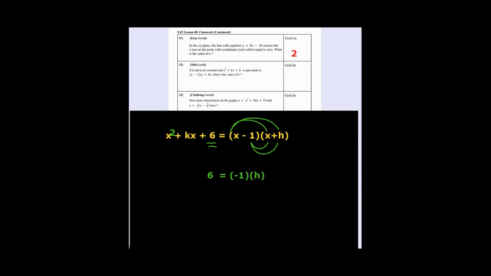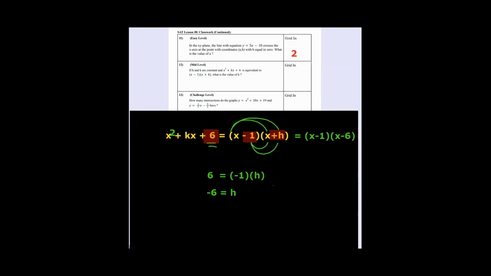So we can solve for h that way. Here, I'm just highlighting it. 6 is the constant number. Well, the constant number comes from the last in FOIL, the last of the first binomial and the last of the second. Dividing by negative 1, we know that h is minus 6. Okay, so we can set up the equation in factored form as x minus 1, x minus 6.